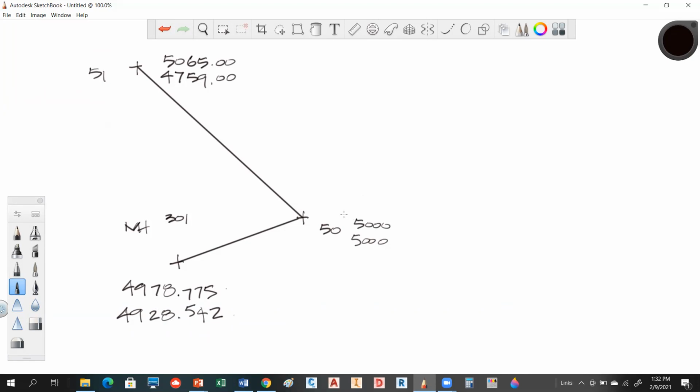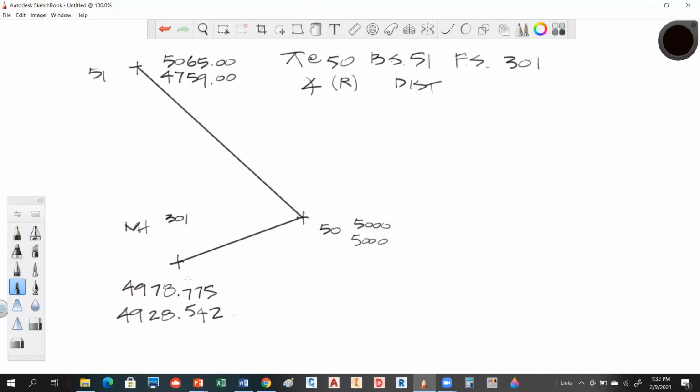What we're going to do, we've got a total station. We're going to set the total station up at 50. So we would say we're going to have the instrument at 50. We want a backsight 51, and we want a foresight 301. So what we need when we do this, we're going to need the angle, and we'll do the angle to the right, and we need the distance. So this process is what you call radial stakeout. And so we're going to calculate this angle to the right and this distance from 50 to 301.